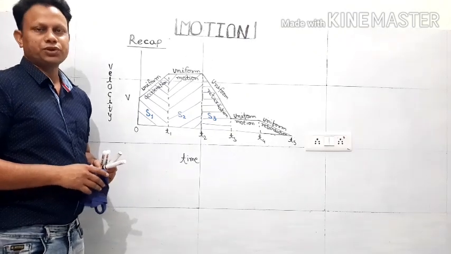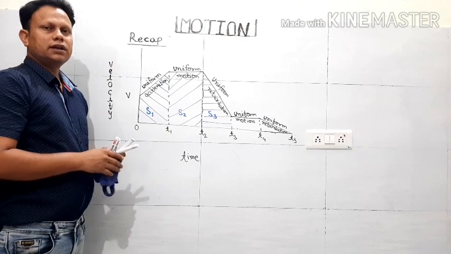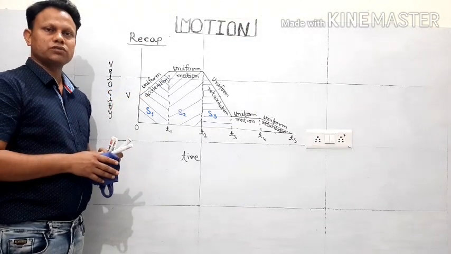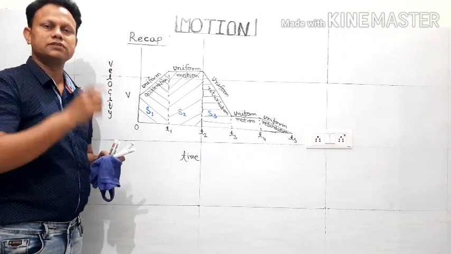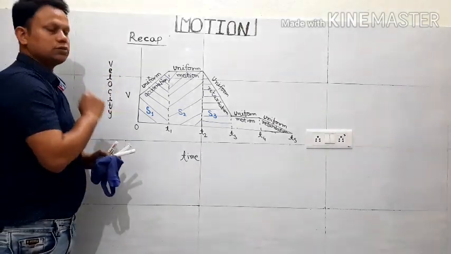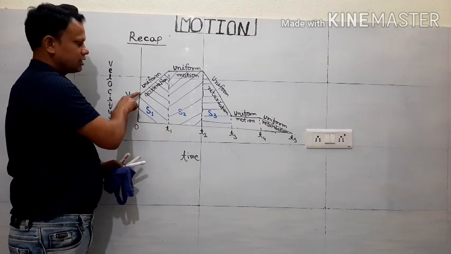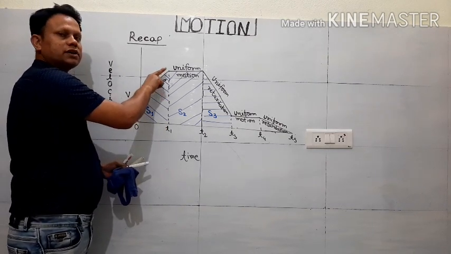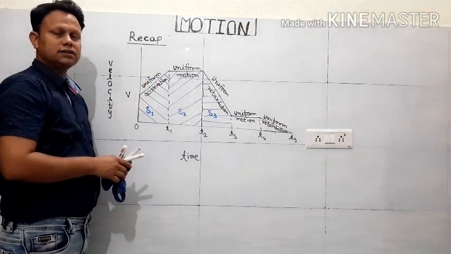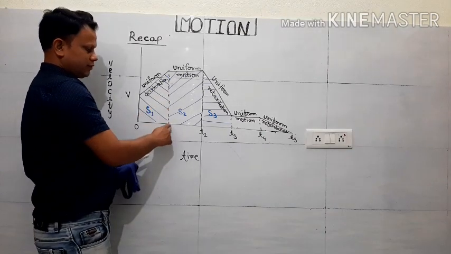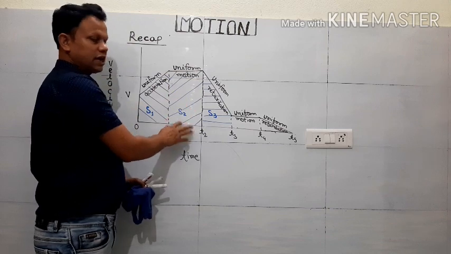Okay, now it's time to recap. I have just drawn a graph of an object. Now, in the various parts of the motion of the object, we will analyze which type of motion is observed in which time interval. Starting from time 0 to t1, you can see a rising straight line. So what kind of motion is being shown here? Uniform acceleration.